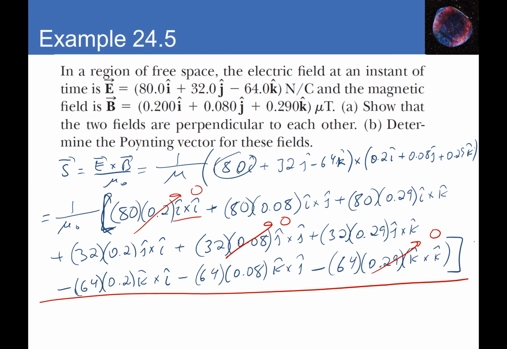So then you have the other terms that survive, and you have to look at them one at a time. Let's look at this one over here: 80 times 0.08 gives you 6.4, and then you have I hat cross J hat. Remember, it's still 1 over mu naught.